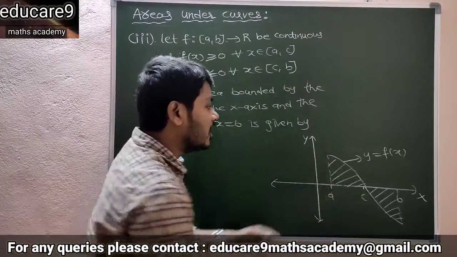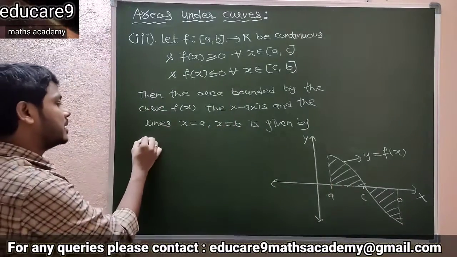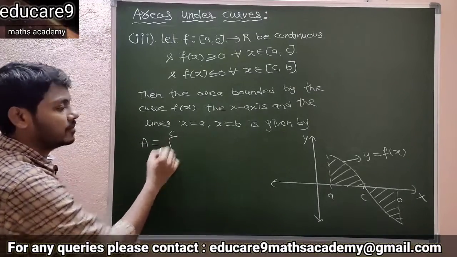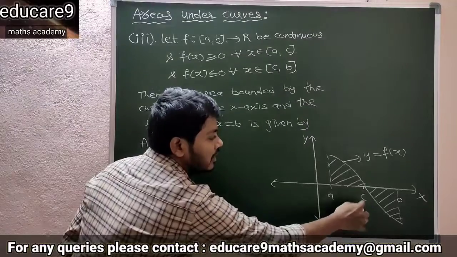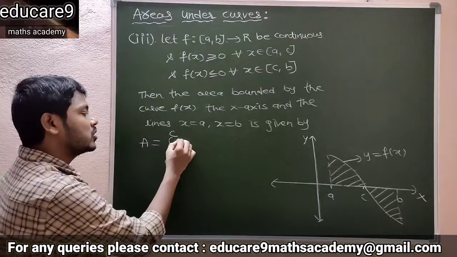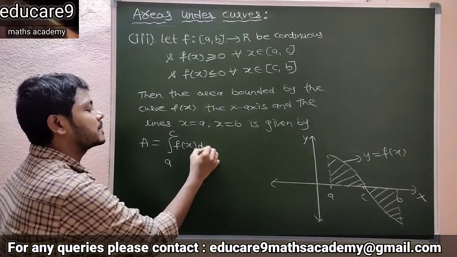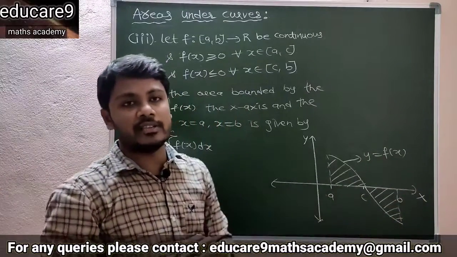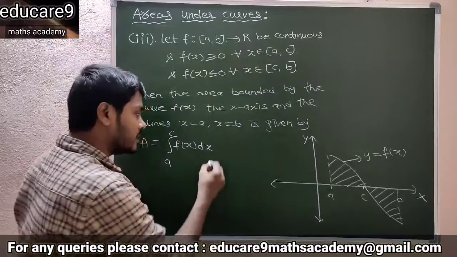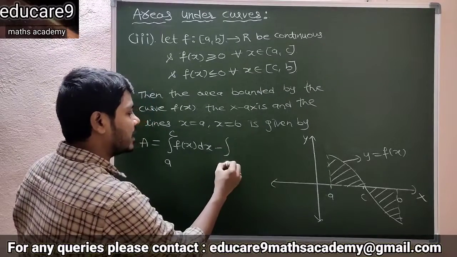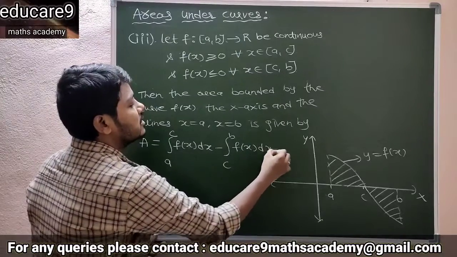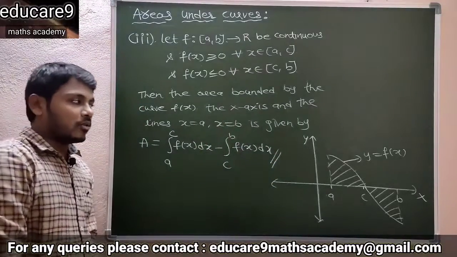Between the interval c to b, the graph lies below the x-axis. Therefore the required area is A equals the integral from a to c of f of x dx, since in this interval the graph lies above the x-axis. But in the interval c to b, the graph lies below the x-axis, so we have to write minus: minus the integral from c to b of f of x dx. So this is the required area.